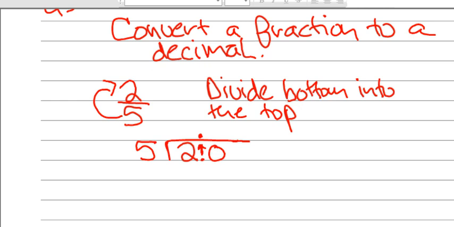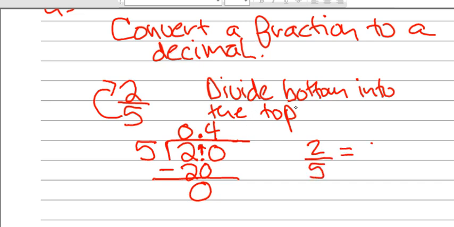So does 5 go into 2? No. You can put a 0 there if you want. You don't have to, but you can. Does 5 go into 20? Yes, it does. 4 times. 5 times 4 is 20. So, then you're done.